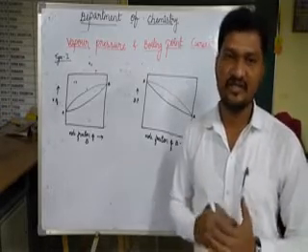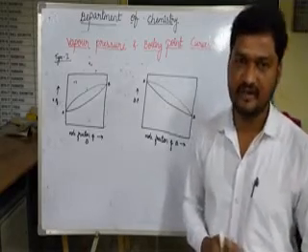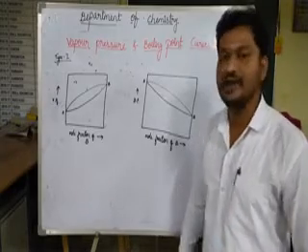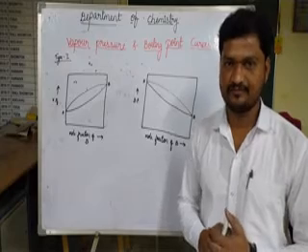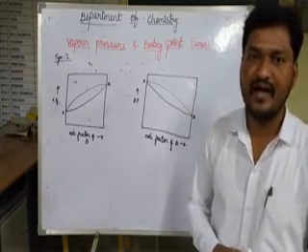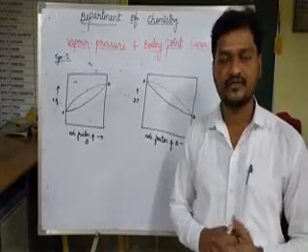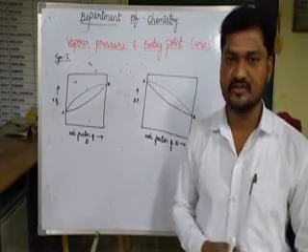So after knowing all this, we are moving towards the next topic. It's about the vapor pressure and boiling point curves of both ideal as well as non-ideal solutions. So here we must know that for any solution to boil, its vapor pressure must become equal to atmospheric pressure.